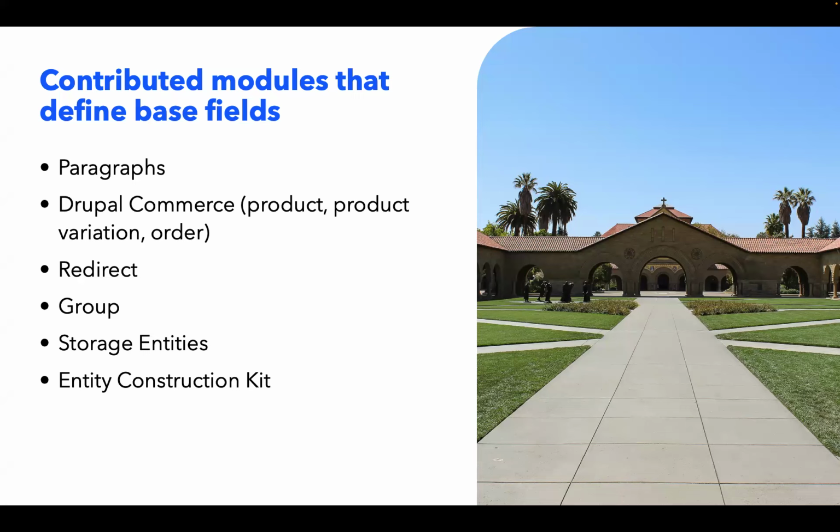There are contributed modules that define base fields, and these all define an entity type. Paragraphs defines a paragraph entity type. Commerce has a whole ecosystem of entity types: product variation, order, discount, shipping. There are lots and lots of entity types that show up in the Drupal Commerce ecosystem, and they all define base fields. The redirect module does group storage entities, if you've worked with that. Anything that defines a content entity, and these all do, will define base fields.